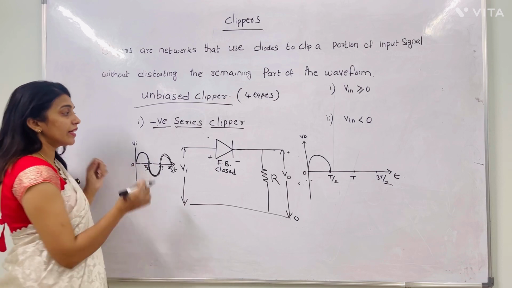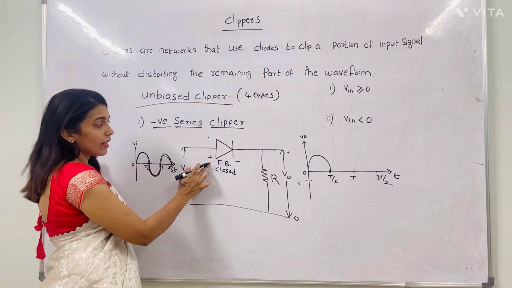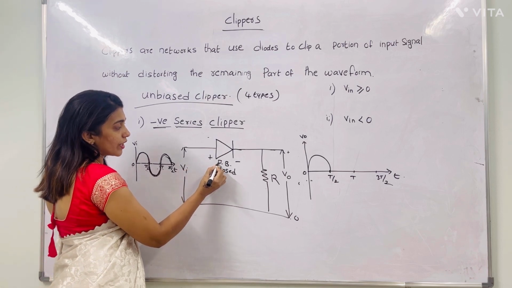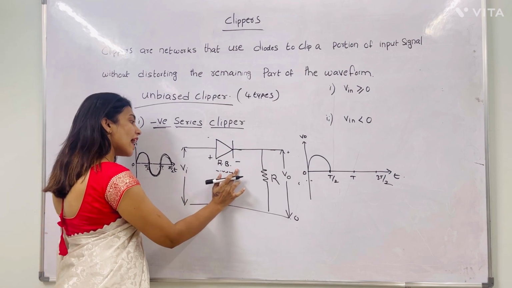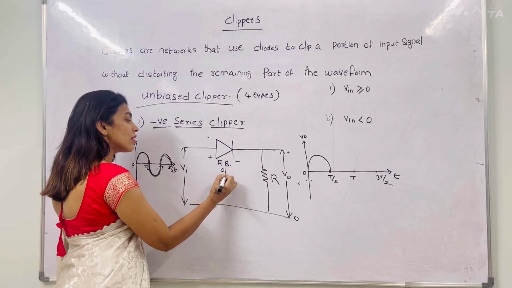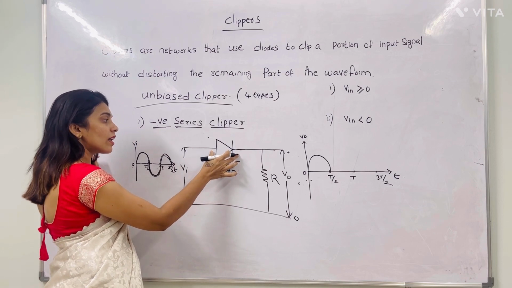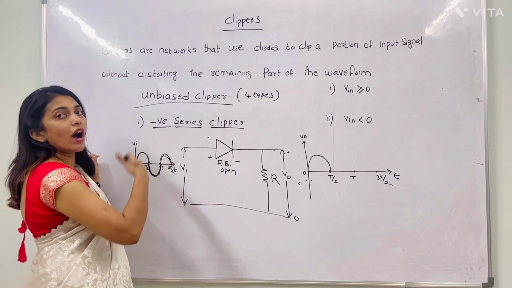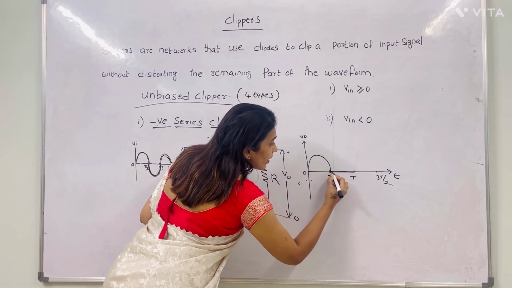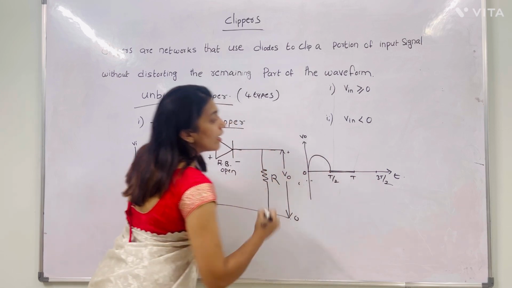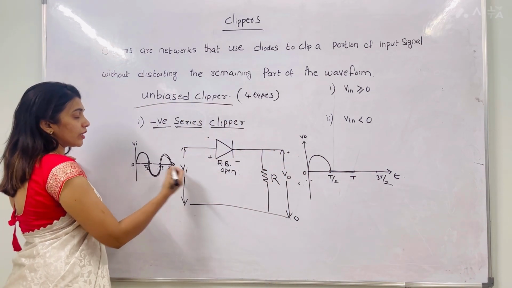During the negative half, the negative peak is given to the positive terminal of the diode. Obviously, this diode is in reverse bias condition. Reverse bias condition means it acts like an open switch. An open switch does not allow the input to the output side. So from T by 2 to T, we do not get the output. Next, T to 3T by 2.